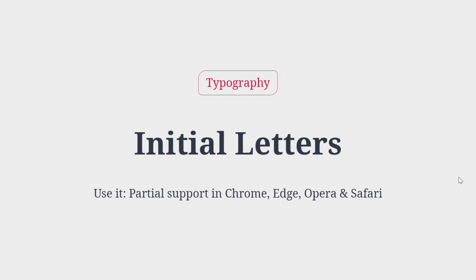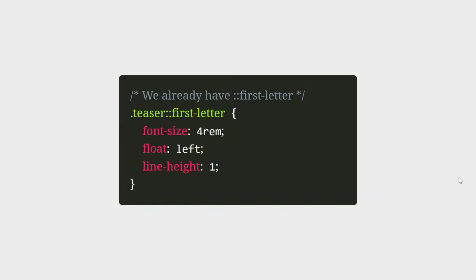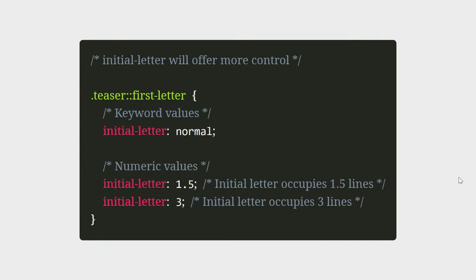We are getting initial letters, and you might say, we already have something like this. Yes, we have the first letter pseudo class, but when you use this, and you might want to make the first letter of a paragraph bigger, you have to tell it the font size, and this can be quite a hassle. And initial letter makes this easier, because now we can say that the first letter should be, for example, 3 lines high, or 4 lines high, or whatever.